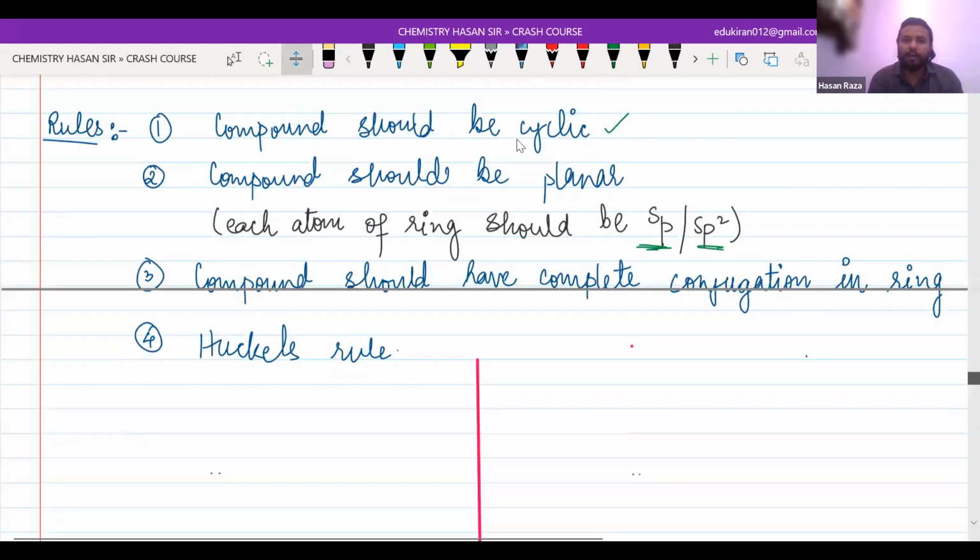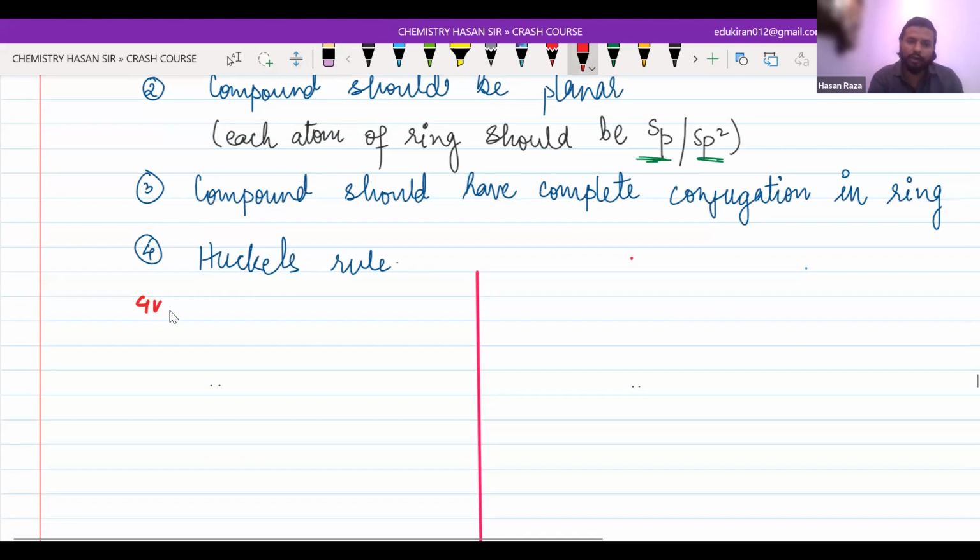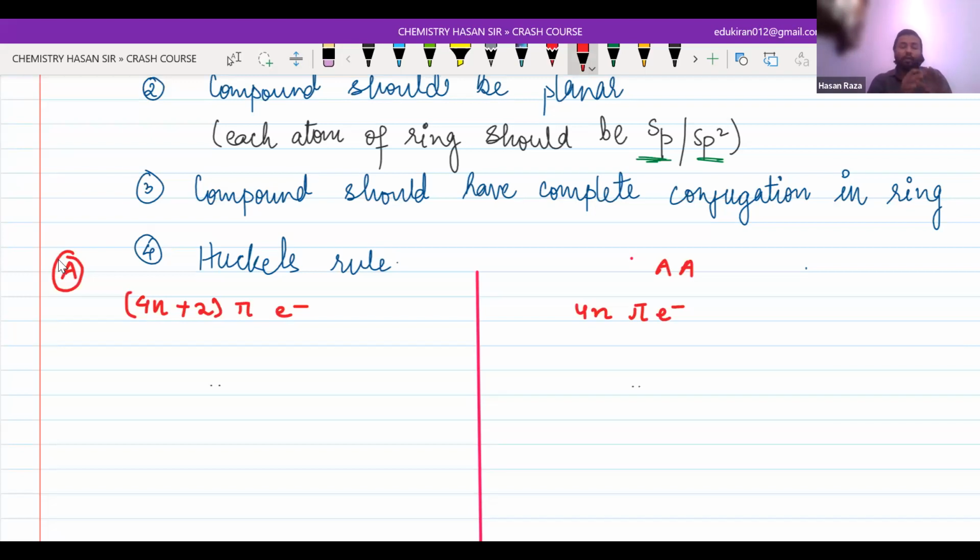Now, the Huckel rule here is of 2 types: 4n plus 2 pi electrons, and 4n pi electrons. 4n is for anti-aromatic and 4n plus 2 is for aromatic. If all four conditions are fulfilled, then you go for the Huckel rule. Here, n equals 0, 1, 2, a whole number.